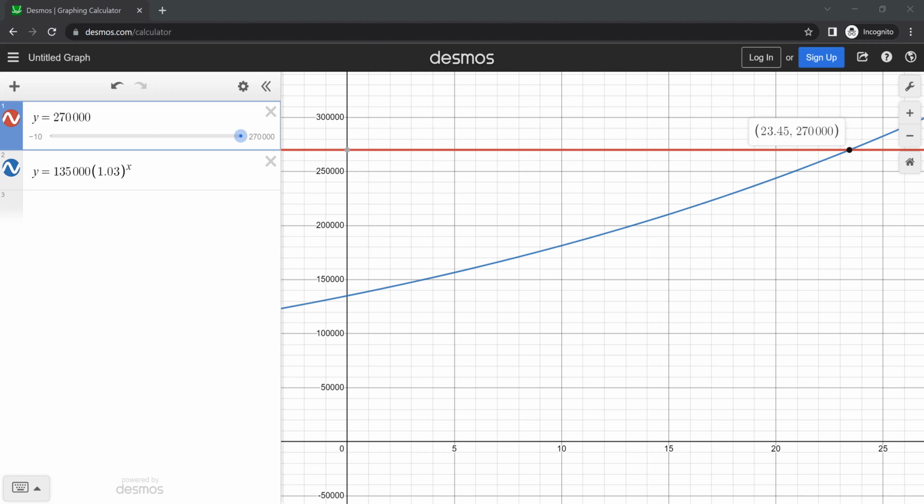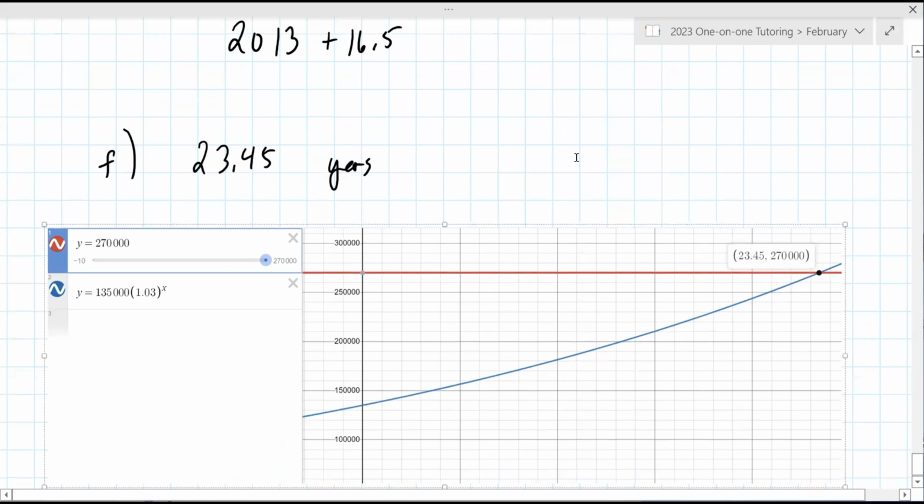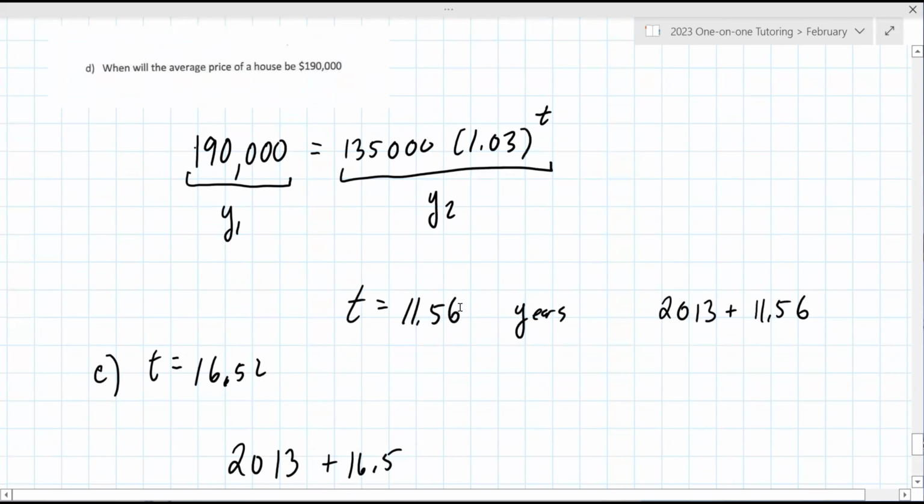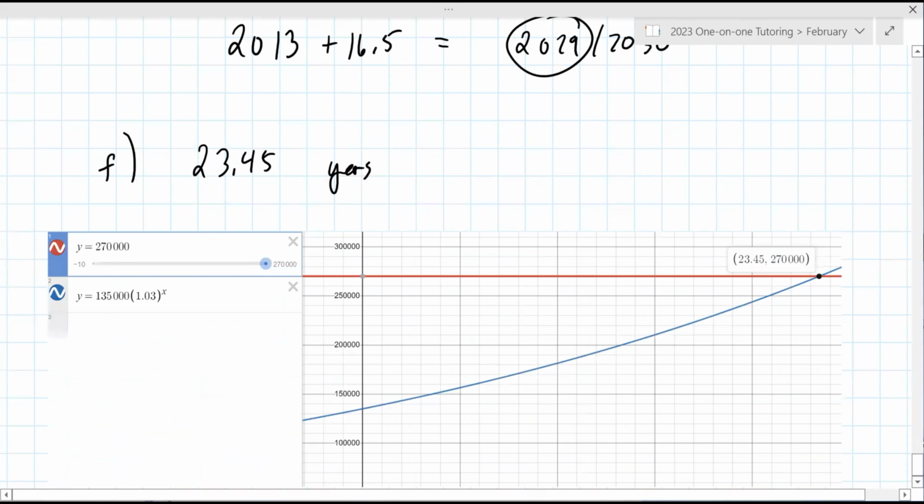Okay. All right, share screen. Okay, so like I said, the answer to D is 11.56 years, but you might have to convert it to an actual year. So 2024, 2025. Same thing with this one. It's 2029, 2030. But I would use the base year. And then same thing with the last one, 2013 plus the 23.45. So 2036, roughly. All right.